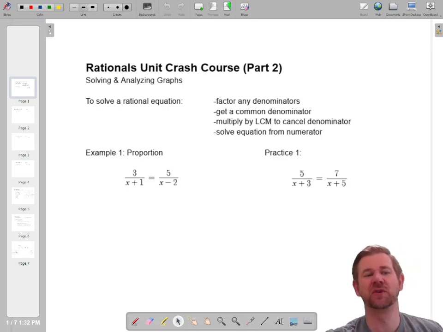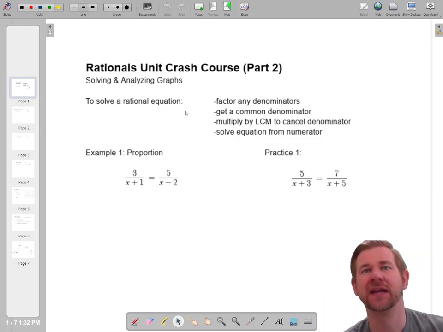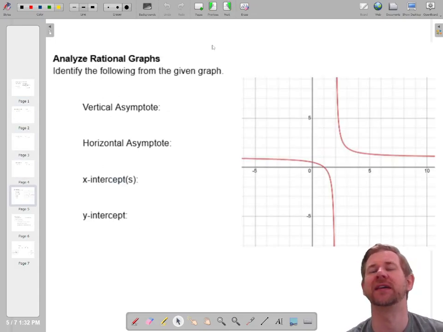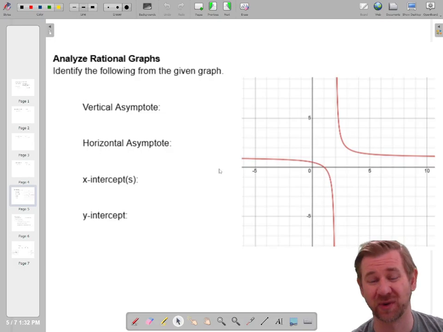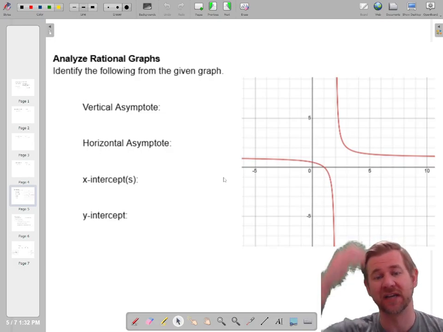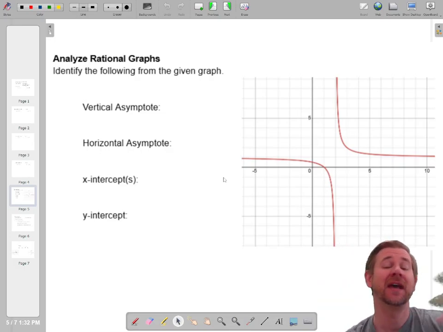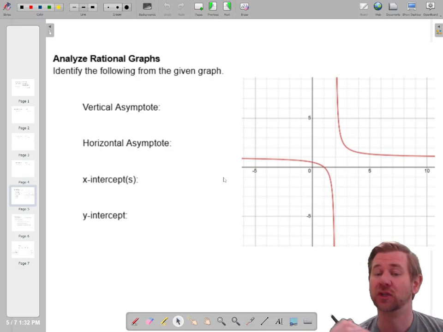Everyone, we're going to review part 2 of our rationals unit, which consists of solving rational equations and then graphing, or specifically analyzing some rational equations' graphs. We're not going to have to draw the picture, but you need to be able to tell me where everything is going to happen. And we'll use Desmos to verify it, but you need to be able to algebraically tell me where things are going to happen.